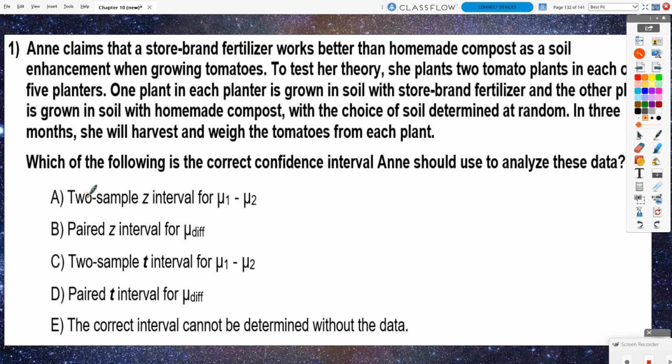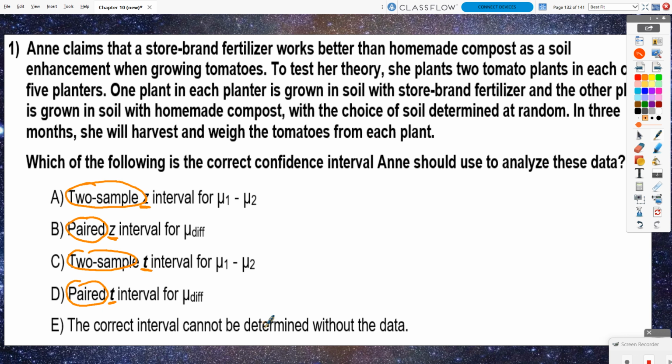So is it a 2-sample problem? Is it a paired interval? Is it a 2-sample Z interval versus a 2-sample T interval? B was a paired Z interval versus D is a paired T interval. Or E, the correct interval cannot be determined without the data. Now, what we have to really determine here is, are they really making this a true 2-sample problem? Or are they somehow pairing these 2 different fertilizers together here?